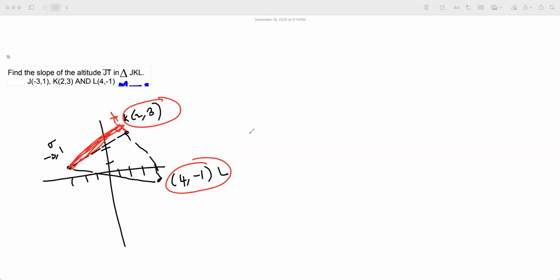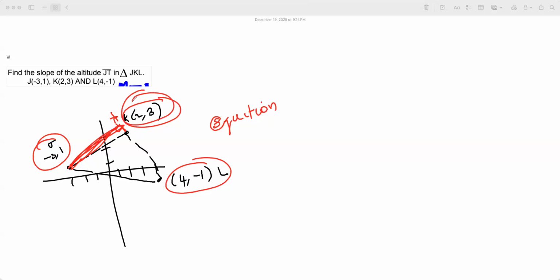But guys, can I ask you one more question? Do you know how to write the equation of JT? They will always ask you to find the equation of the altitude, equation of the perpendicular bisector, equation of the angle bisector. If they ask, you should know how to find the equation of JT. You have the slope. What else do you want? You have the point, point slope form.